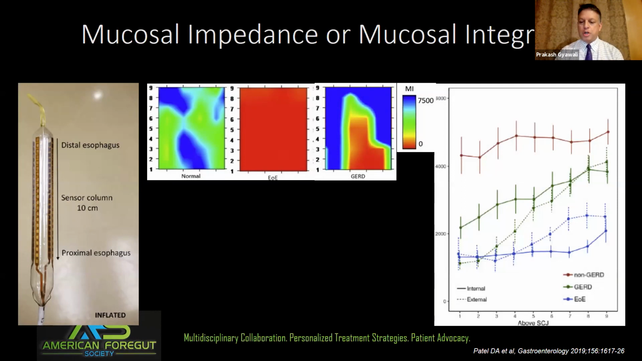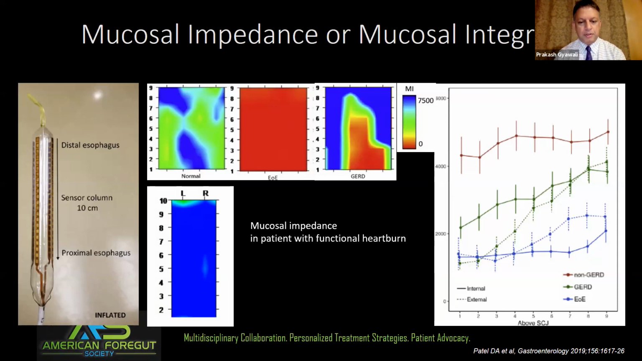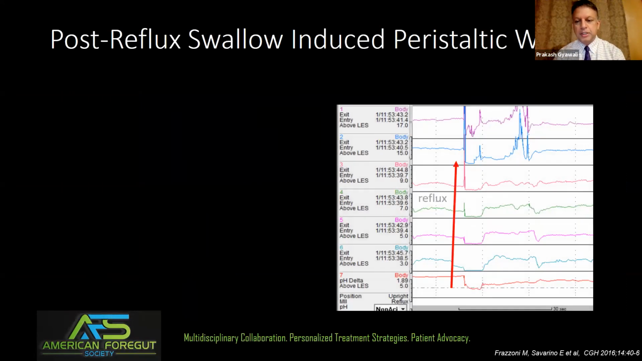So if you chart the impedance value along the length of the esophagus, where the x-axis is centimeters above the squamocolumnar junction, you see a flat line in the normal range in a non-GERD patient, a flat line in the abnormal range in the EoE patient, and a curve with a nice slope, with lowest values at the bottom and higher values as you go up the esophagus, in patients with reflux disease. And in somebody who has no reflux, a patient with functional heartburn, you get a readout that looks like this. So this is newer technology and needs further study.